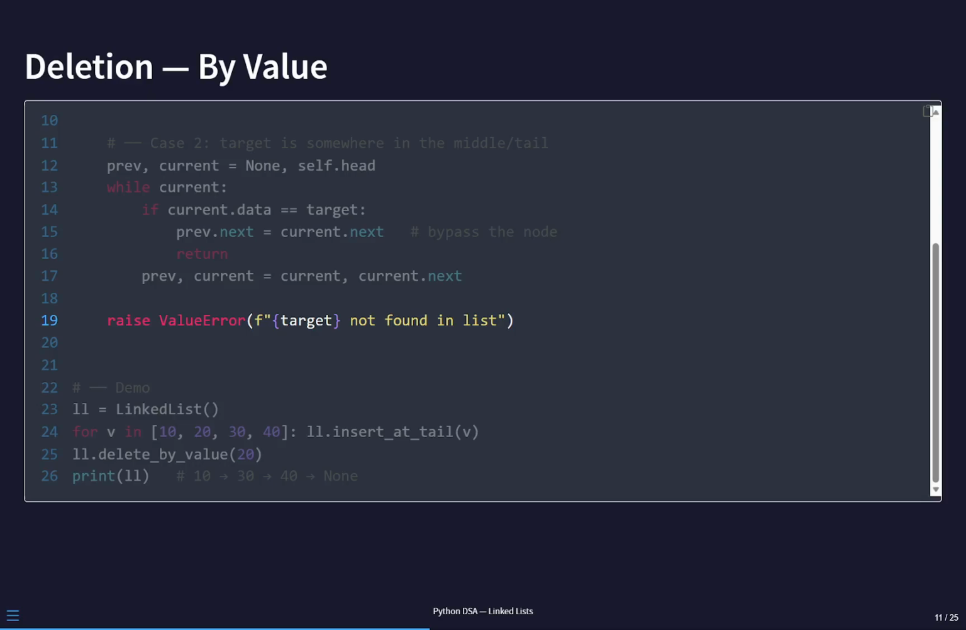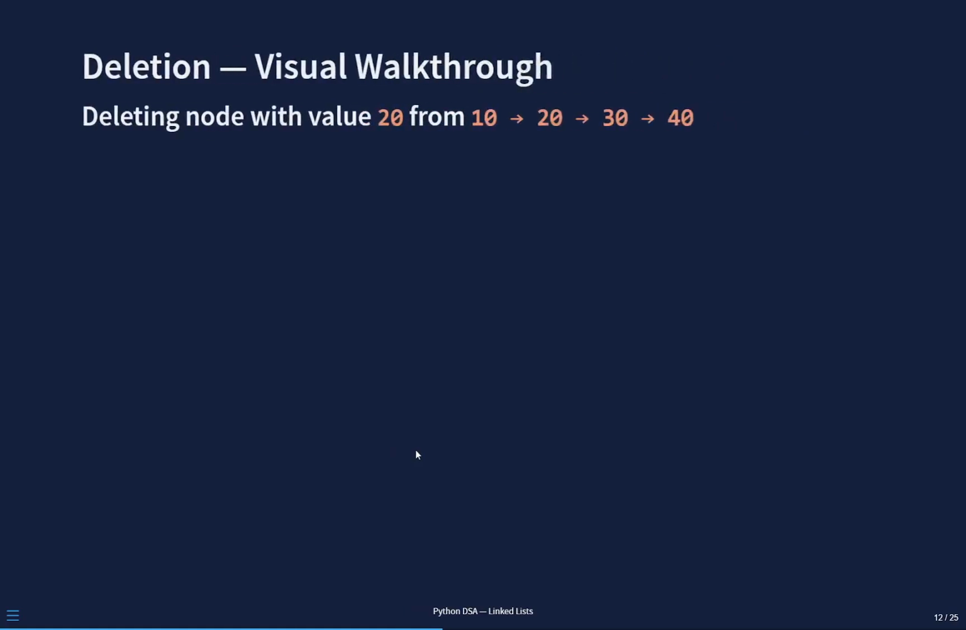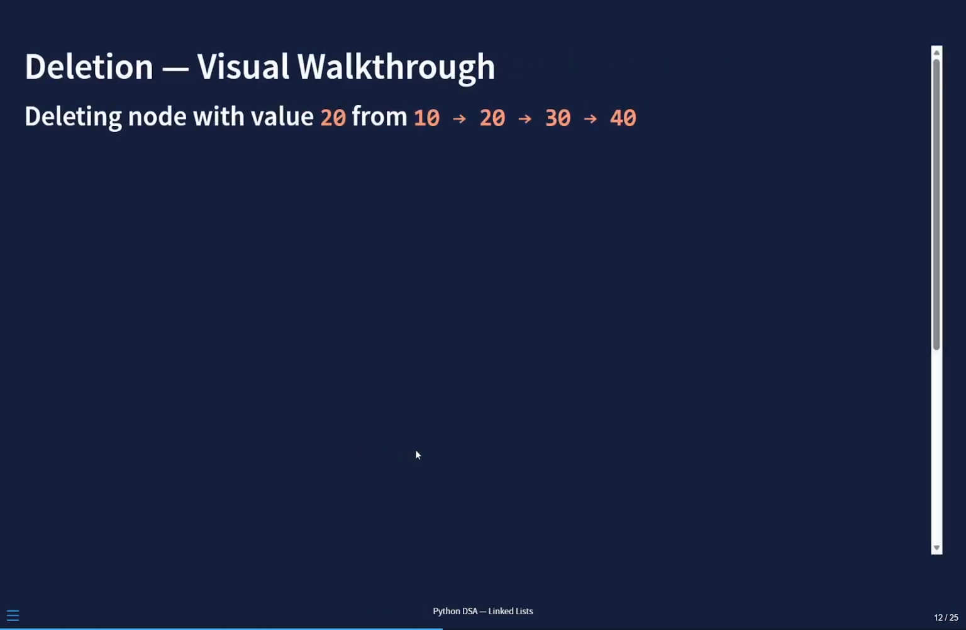The demo, starting with 10 → 20 → 30 → 40, delete 20. Result: 10 → 30 → 40 → None. Node 20 is gone, and no shifting was needed, just one pointer update.